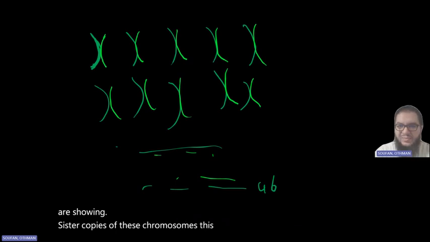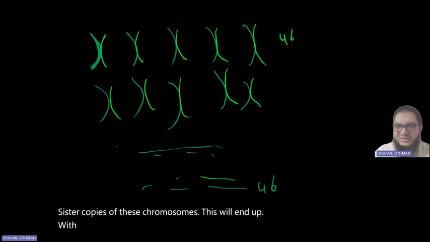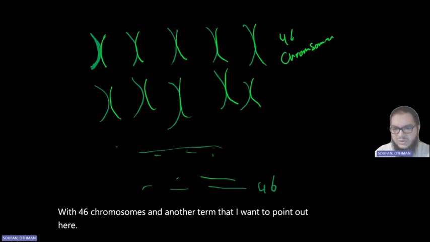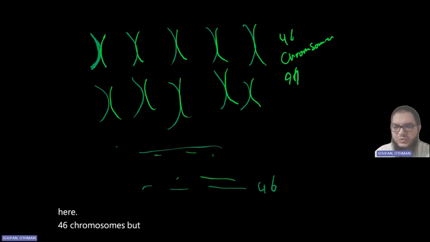This will end up with 46 chromosomes, and another term that I want to point out here: 46 chromosomes, but 92 chromatids.